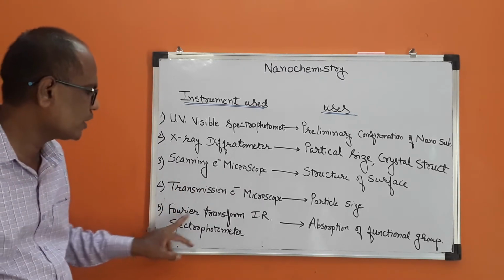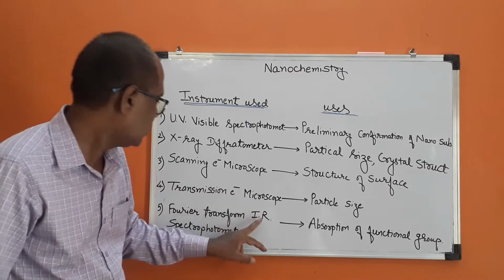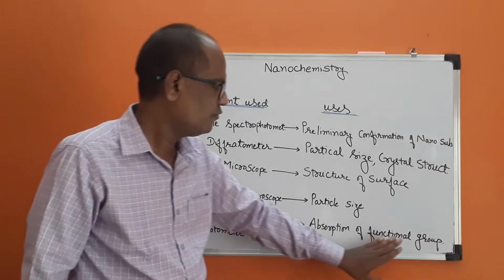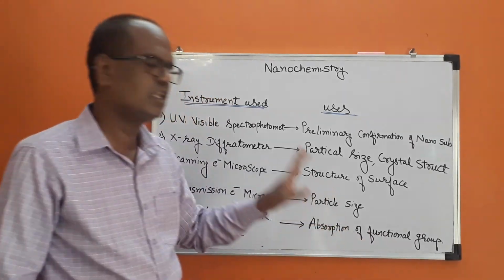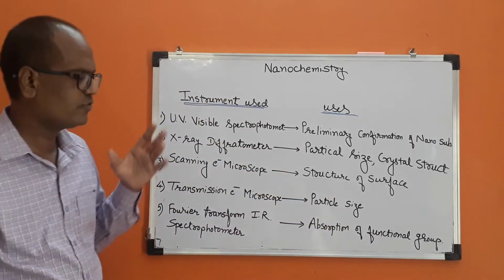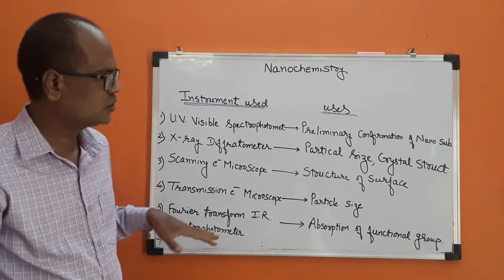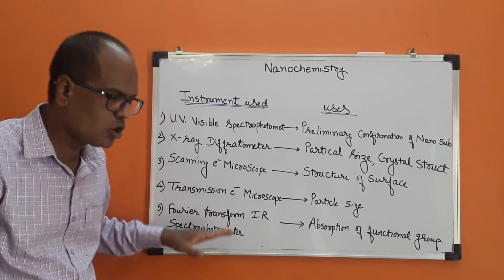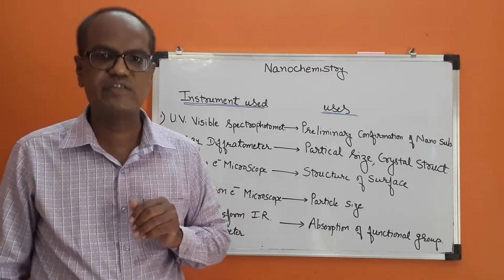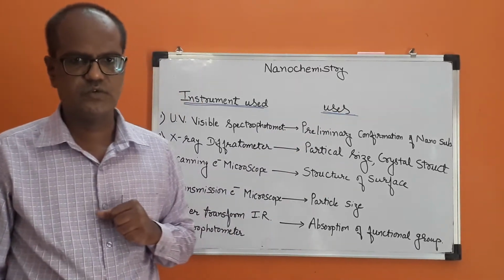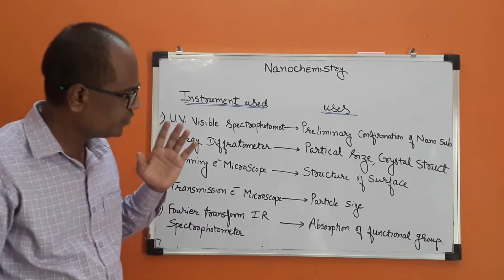Next is Fourier transform infrared spectrophotometer. This is used to study whether the functional group is absorbed in the nanomaterial or not. These types of things are detected with this instrument. These are nothing but the modern tools or modern instruments which are used for different purposes. Right? Now we have finished this point.